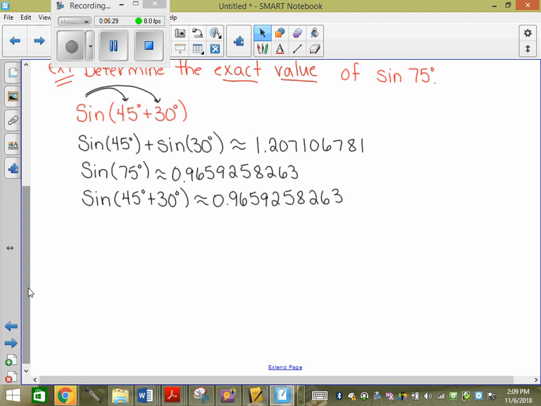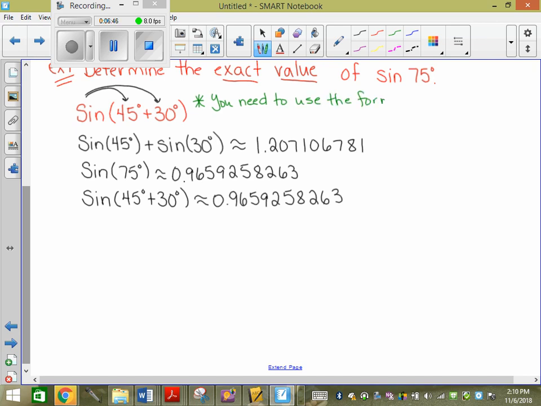But we do know that we cannot do this. This is not allowed. And if you're someone who's going to distribute, you need to make yourself star, star, star, highlight, highlight, highlight. You need to use the formula. You cannot distribute. Okay?